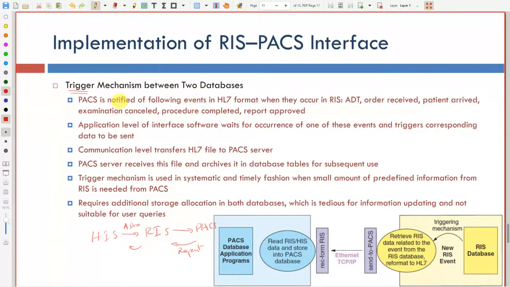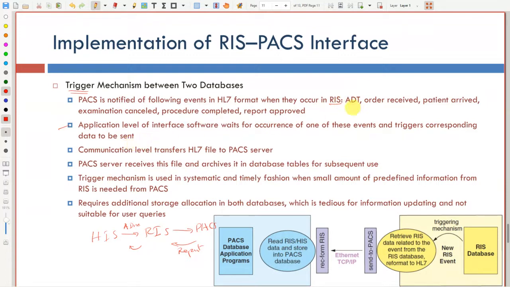So for example, PACS is notified of events like ADT, like the kind of events that we saw in the previous slide, in HL7 format whenever they occur in RIS. Okay, so you don't have to remember these, but there is a set of very well defined events. Whenever they happen, PACS has to be notified, because it has to prepare or accommodate whatever these events do. So the application level interface software waits for the occurrence of one of these events and triggers the corresponding data to be sent.